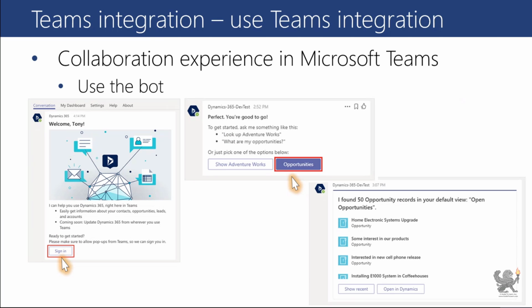The Dynamics 365 app for Microsoft Teams bot feature allows you to search for model-driven app records within Microsoft Teams conversations. You can find and open the Dynamics 365 bot by opening a chat on the left side of Microsoft Teams, and then selecting Dynamics 365. The Conversation tab opens with the welcome message sent by the bot. So you see some preloaded options. For example, select opportunities to have the bot return a list view of records from your default opportunities view. Or, for example, you can search for accounts.